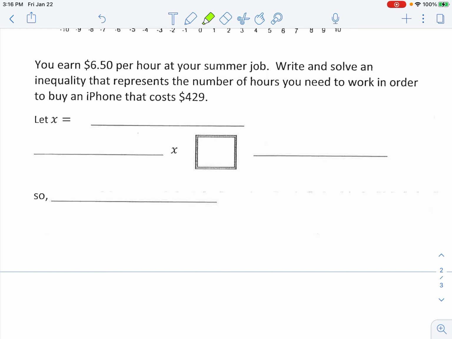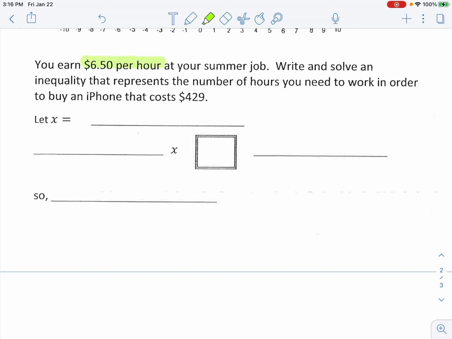So let's look carefully at our word problem here. So you earn $6.50 per hour at your summer job. Write and solve an inequality that represents the number of hours you need to work in order to buy an iPhone that costs $429. Okay, let's read that again. Read it and read it again.